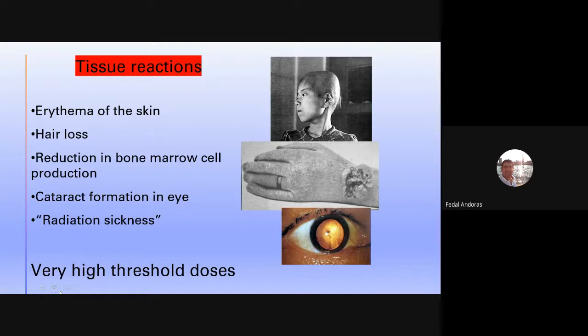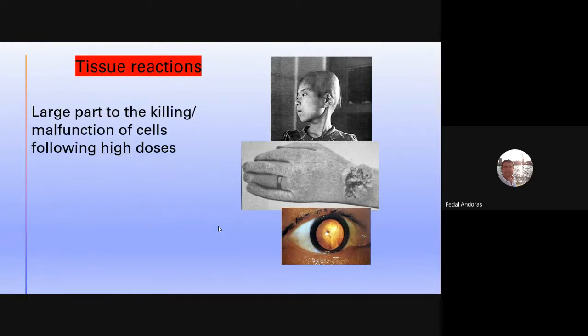So these are very high threshold doses, okay? Like atomic bomb or very high radiation exposure. You will get to a nice example. I assume all of you will be panicked with this example. Let's see. So tissue reaction, again, is a large part of killing or malfunction of cells following high doses.